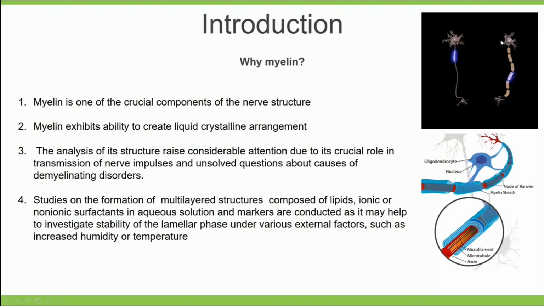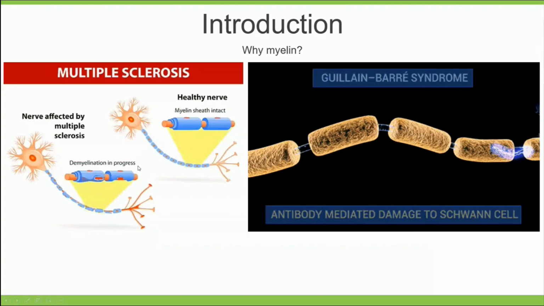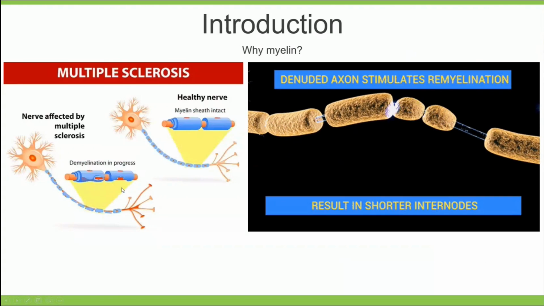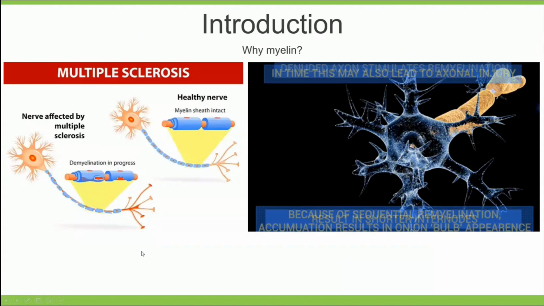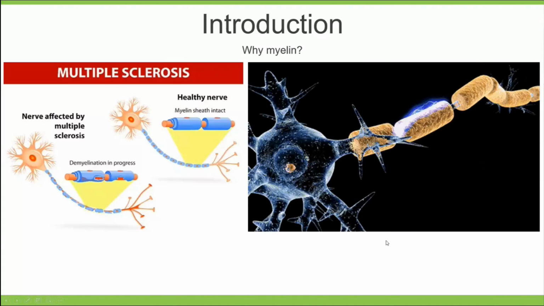When it's broken, it doesn't work well. As you can see here in the cartoon, the signal cannot be transferred through the neurons, for example. And the studies of the formation of such multi-layer structures are always interesting, because they may also be used for industrial applications. So myelin, as I mentioned, is covering the nerve structure, and when we have demyelination in progress, it causes multiple sclerosis, but also other syndromes, other neurological diseases.